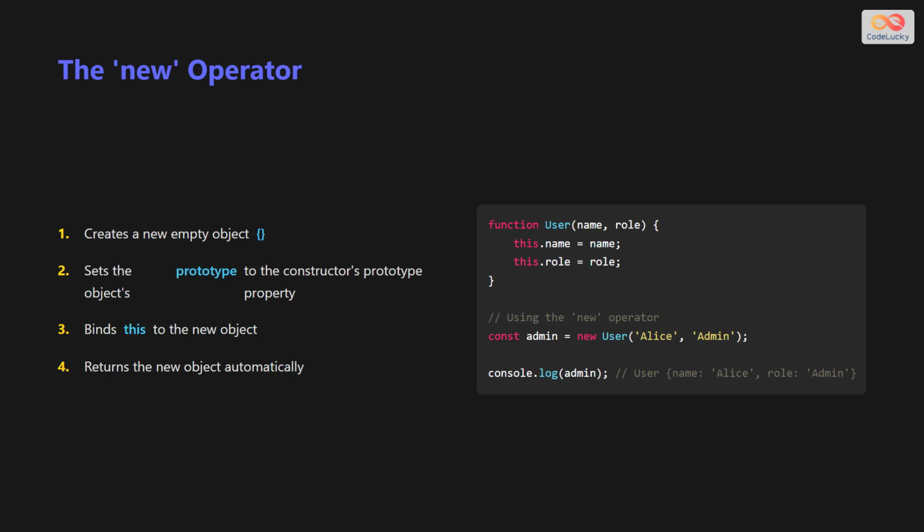In the example, a constructor function named user is defined. When the new operator is used with the user constructor to create a new object named admin, it creates a new user with the name Alice and role admin.